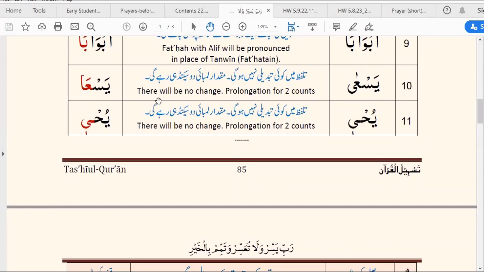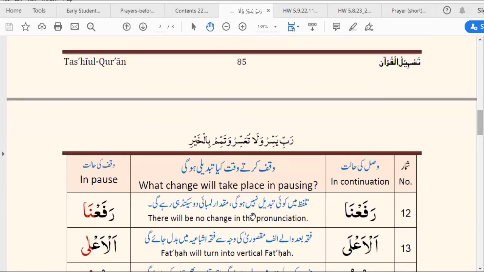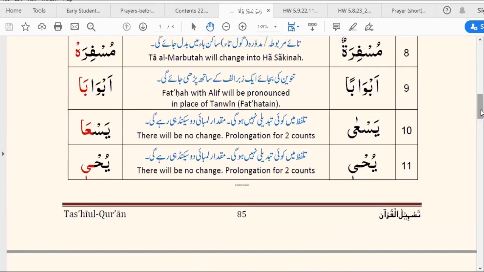Look at this. There will be no change, prolongation for 2 counts. And again, there will be no change, prolongation for 2 counts. And on rule 12, we have the same. There will be no change in the pronunciation. And why is this? It's because the word is ending on a letter of madda, which is 2 seconds.